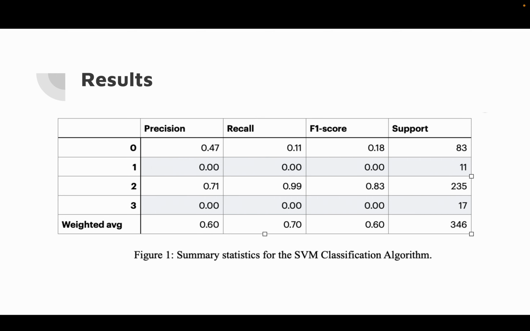So first, these are the summary statistics for the SVM classification algorithm. What we see here is a precision of 60% and a recall of 0.7. So that means this model is 60% accurate in classifying a car's acceptability rating.